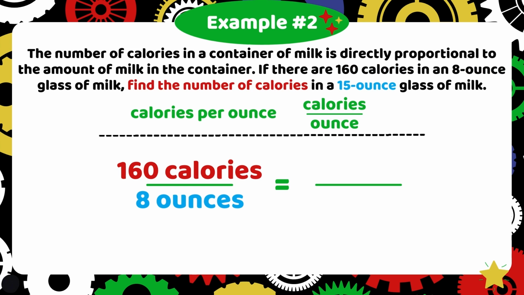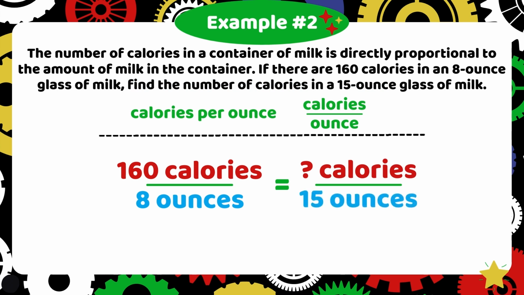This problem asks us to find the number of calories in a 15-ounce glass of milk. The number of calories is the unknown. We'll put that on top because the 160 calories is on top of the other ratio. Then we can put 15 ounces on the bottom of this ratio.